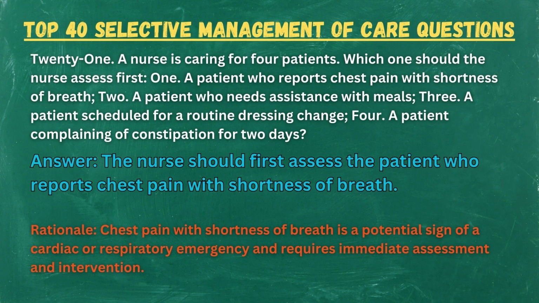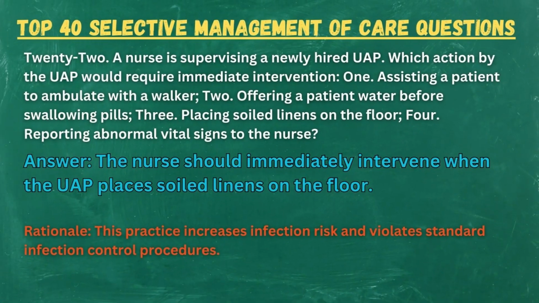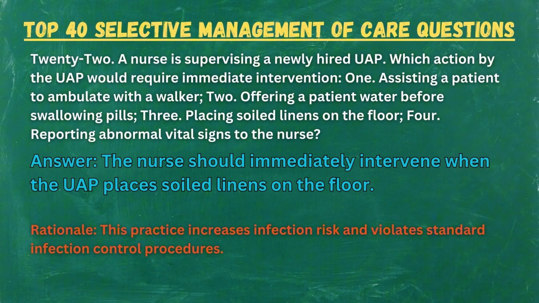Rationale: Chest pain with shortness of breath is a potential sign of a cardiac or respiratory emergency and requires immediate assessment and intervention. 22. A nurse is supervising a newly hired UAP. Which action by the UAP would require immediate intervention? 1. Assisting a patient to ambulate with a walker. 2. Offering a patient water before swallowing pills. 3. Placing soiled linens on the floor. 4. Reporting abnormal vital signs to the nurse?